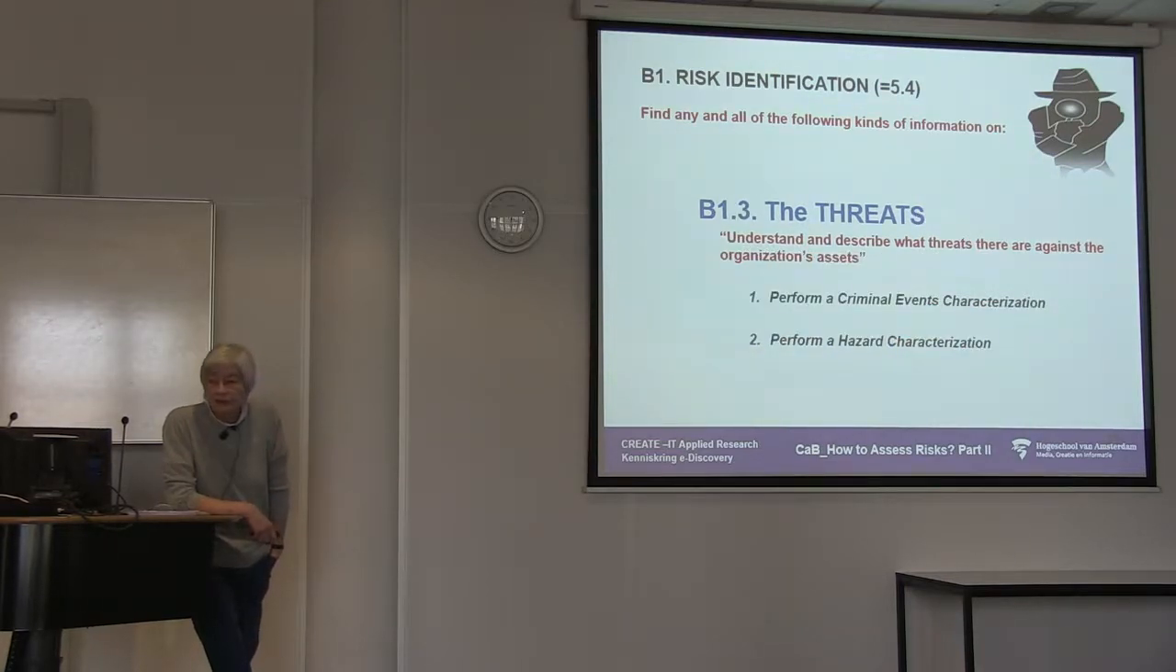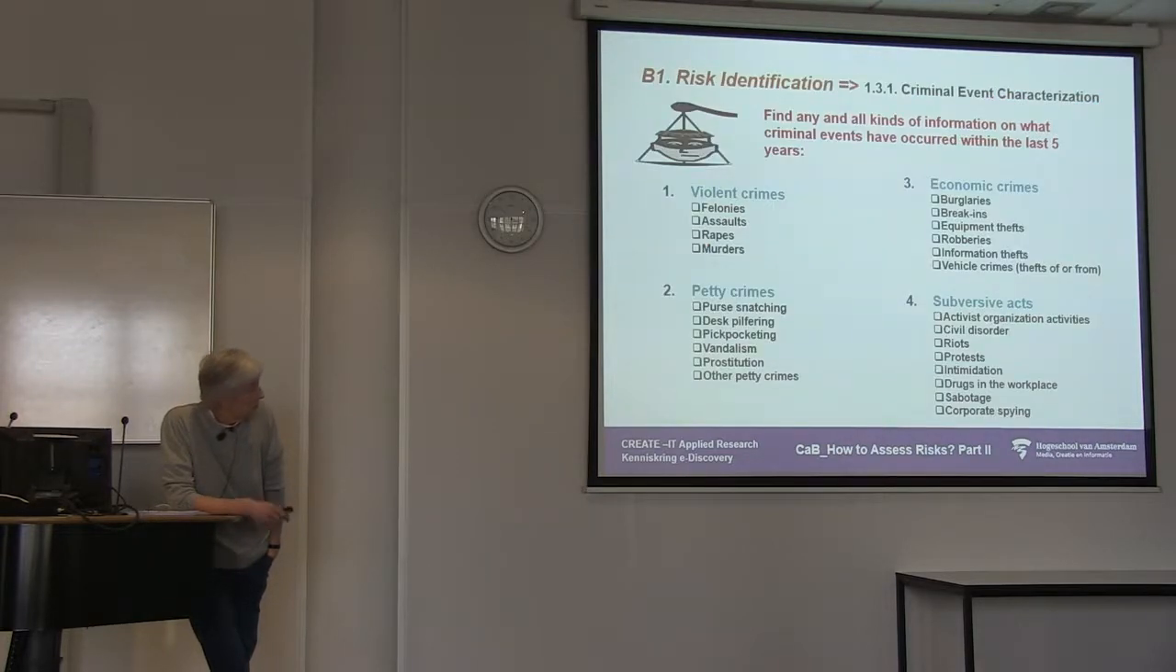The threats. We do two things. We do a characterization of the criminal events and we do a characterization of the hazards. That's quite simple. It's easier said than done, because criminal event characterization means finding any and all kinds of information on what criminal events have occurred within the last 5 years. So you're looking for historical information.